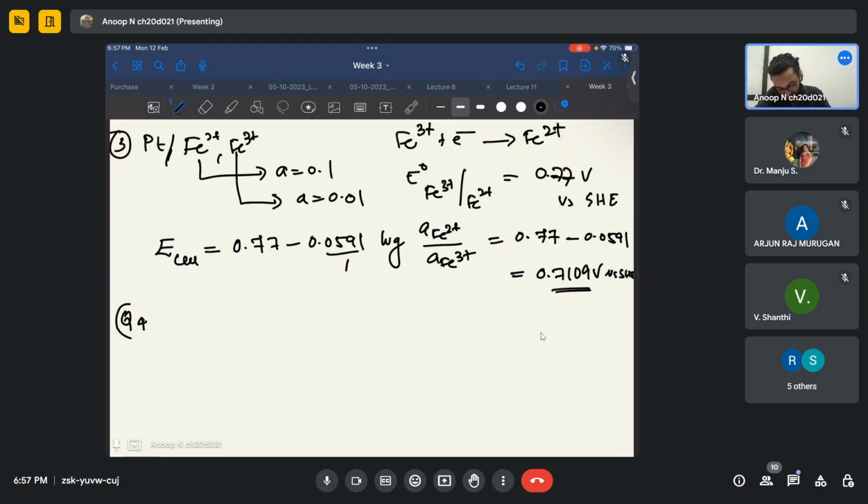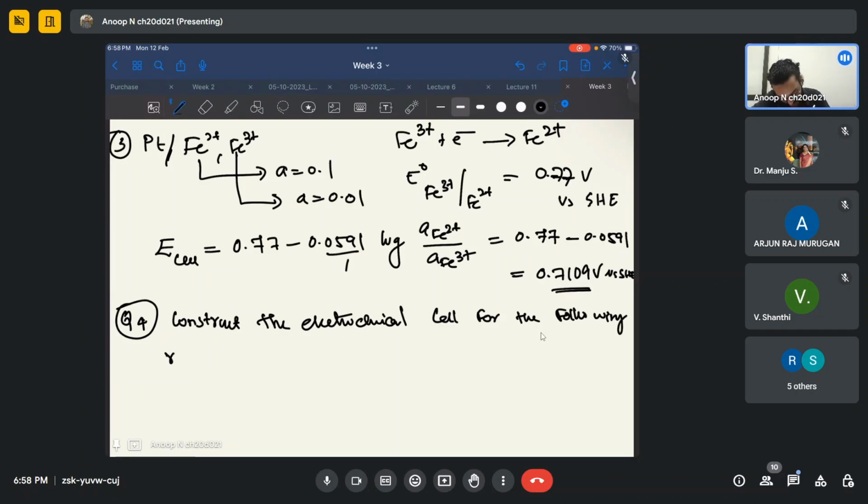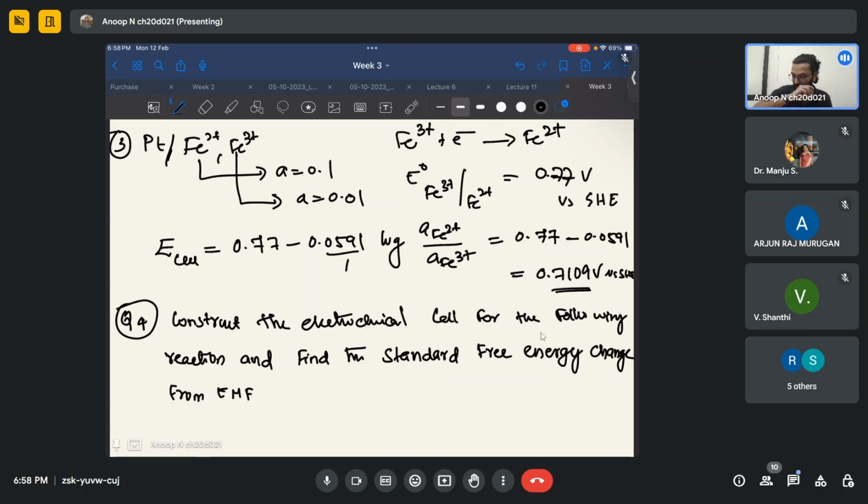So question number 4. I will try to solve three problems. Here the question is: construct the electrochemical cell for the following reaction and find the standard free energy change from EMF.